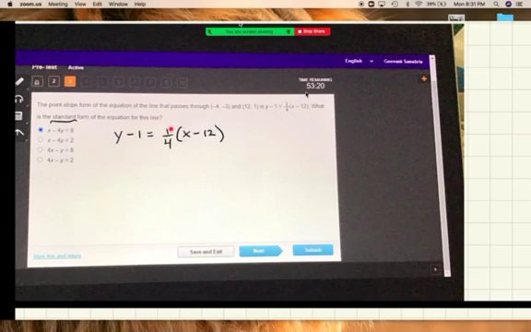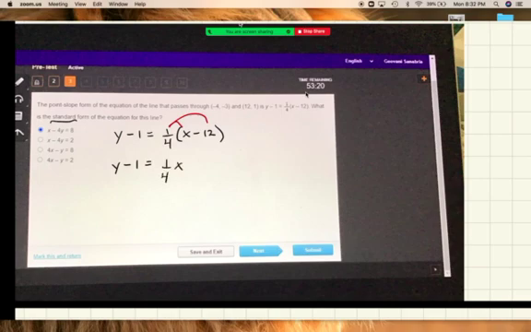So the first thing I'm going to do, I can't just move the 12 over because it's in these parentheses, and we have to get rid of the parentheses first, and we do that by distributing. So that would be 1/4 x. So y minus 1, I didn't do anything with that.